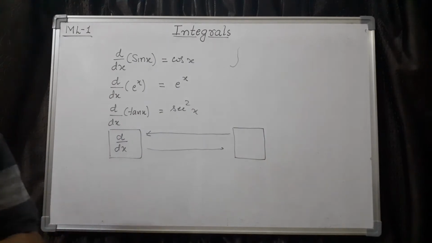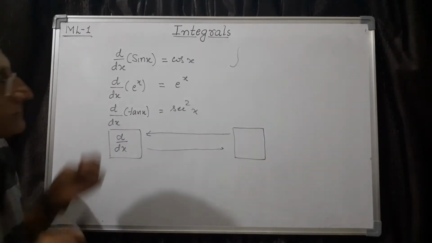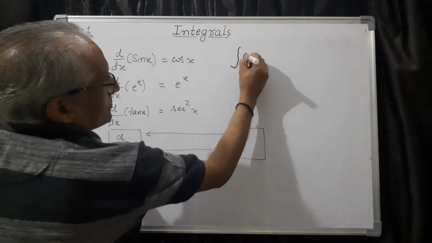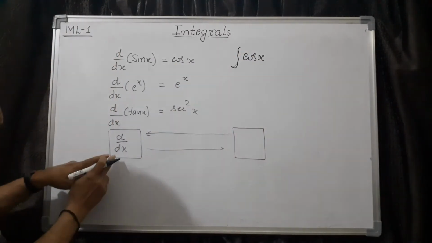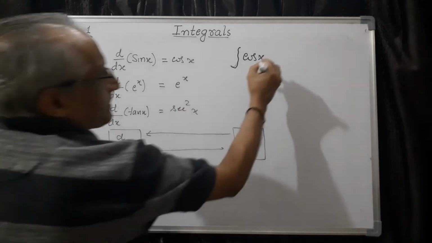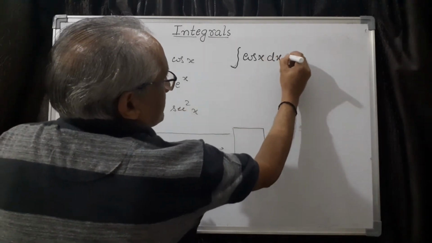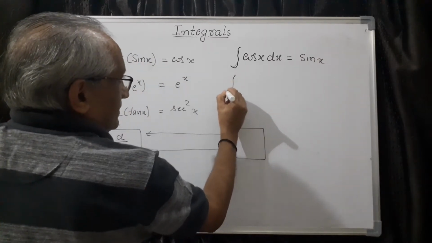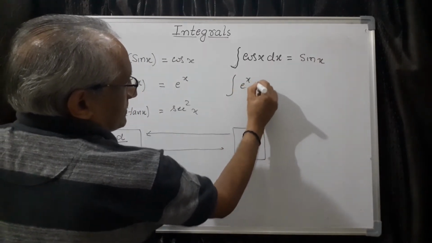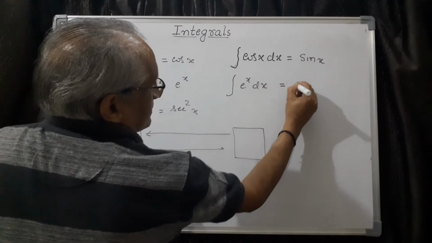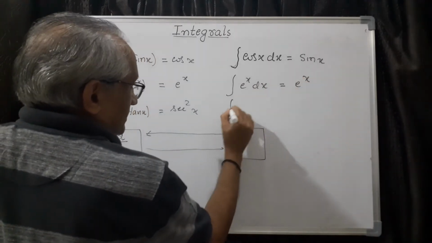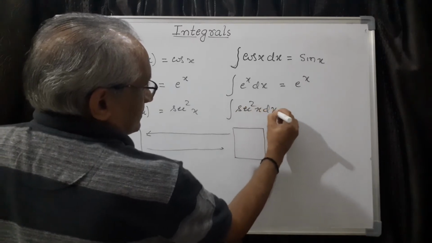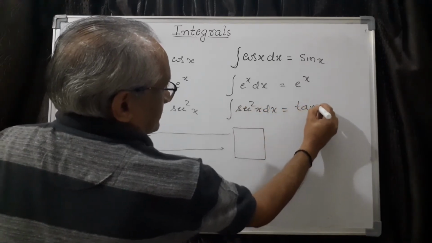Integration of this cos x. In that operator we are writing dx here. This is equal to sin x. Similarly, integration of e^x dx is e^x. Similarly, integration of secant square x dx is tan x.